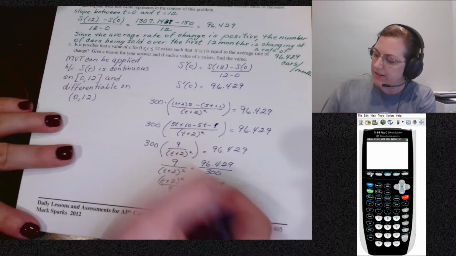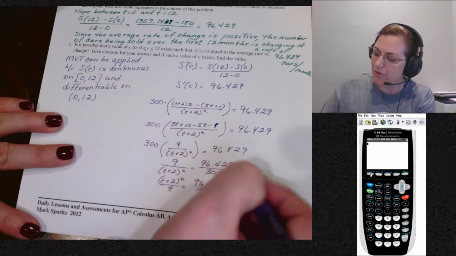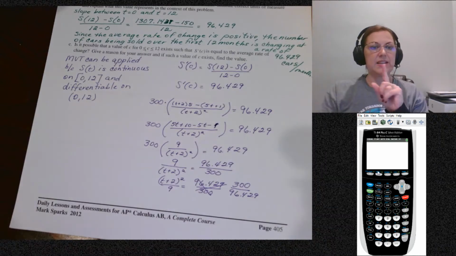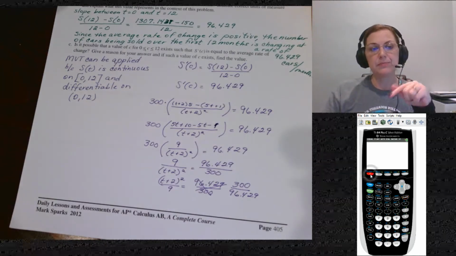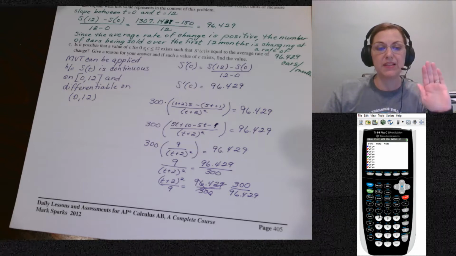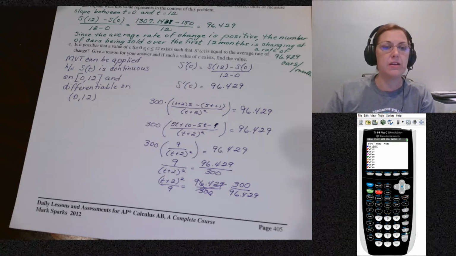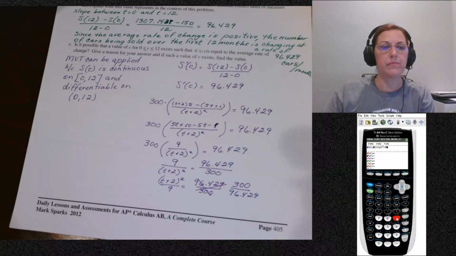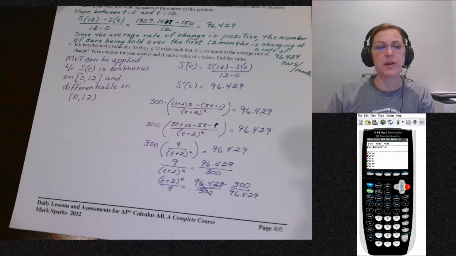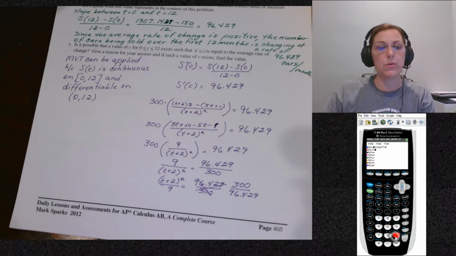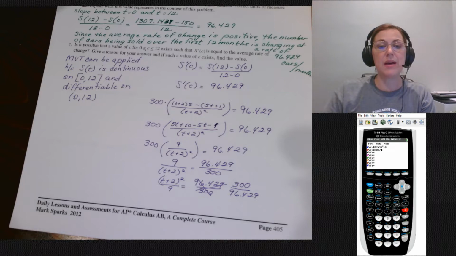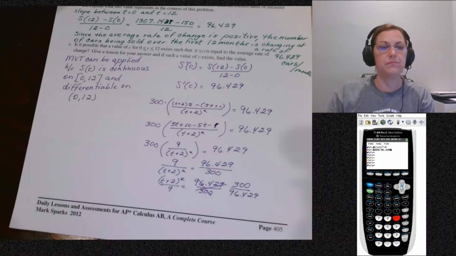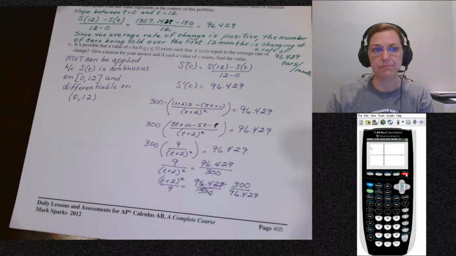Oh, and you know what? I didn't do that. Let's do it. It's 300 over 96.429. Here's why I did that. I'm going to Y equals. I'm going to put the left side of my equation into y1. I'm going to put the right side of my equation into y2. And friends, what I'm going to look for is the intersection of these two. So let me graph that.